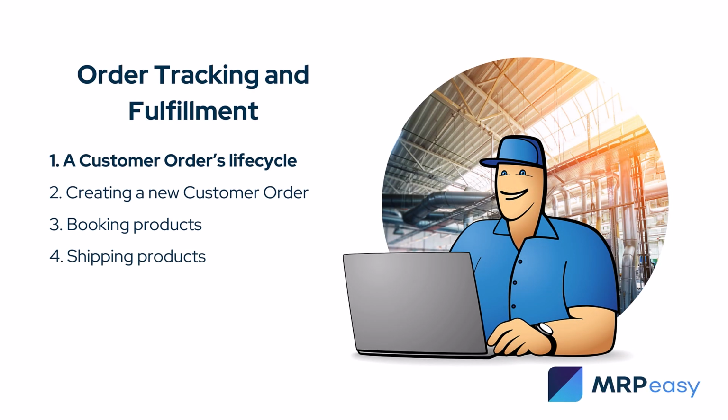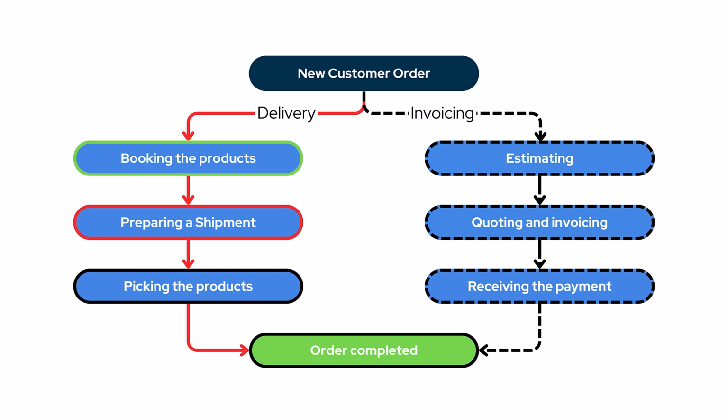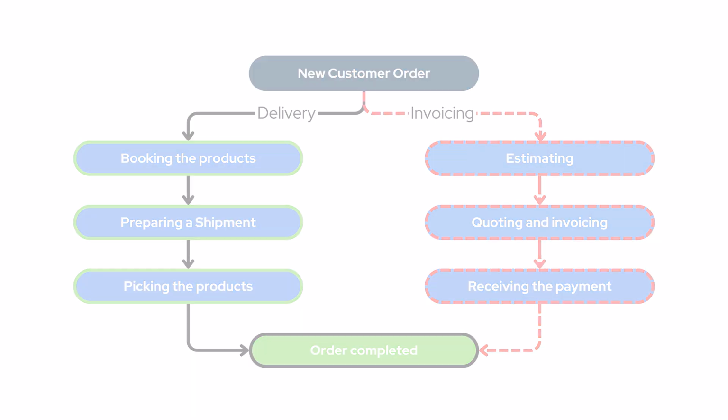Now let's walk through the steps required for tracking order fulfillment. The customer order is the central document for tracking each sales order. The customer order lifecycle begins when you receive an order or a request for a quotation. To deliver the products, three actions are necessary. First, the actual products must be booked, which means reserved for the customer. Secondly, a shipment should be planned. Lastly, the products must be picked for shipping. The cost estimating, quoting, invoicing, and payment collection processes can be tracked in parallel.